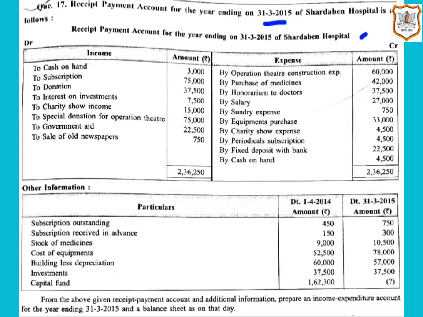Here information regarding subscription outstanding, then subscription received in advance, then stock of medicines, cost of equipments, building investments, and capital funds are given. Here, information of 2 years, that is date 1st April 2014 and 31st March 2015. So this information is available. So here we have to prepare income expenditure account. Let us see how it will be prepared.